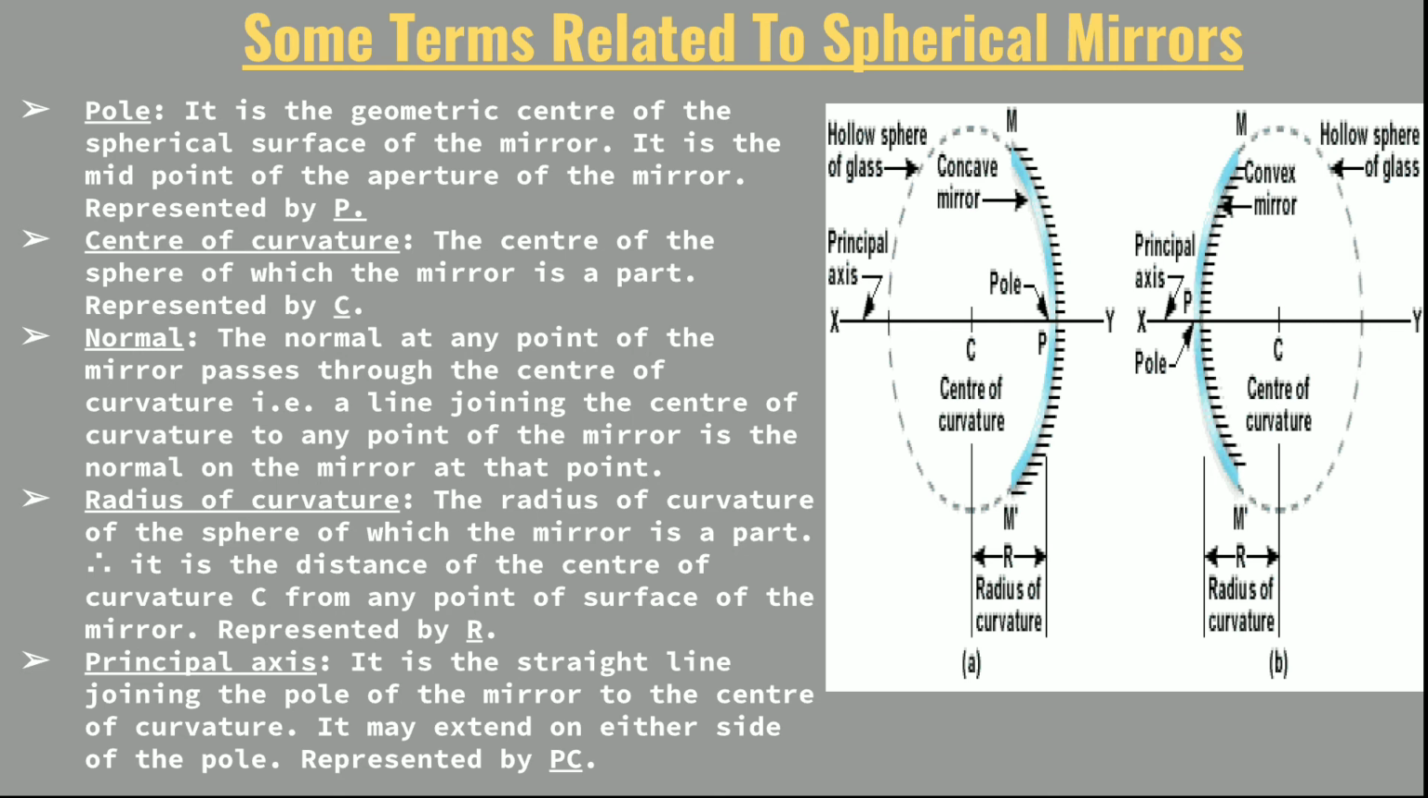Then we come to the principal axis. The principal axis is the straight line joining the pole of the mirror to the center of curvature. It may extend on either side of the pole, represented by PC. XY is the part of the sphere, but PC is the principal axis. It's a straight line which joins the pole of the mirror to the center of curvature.